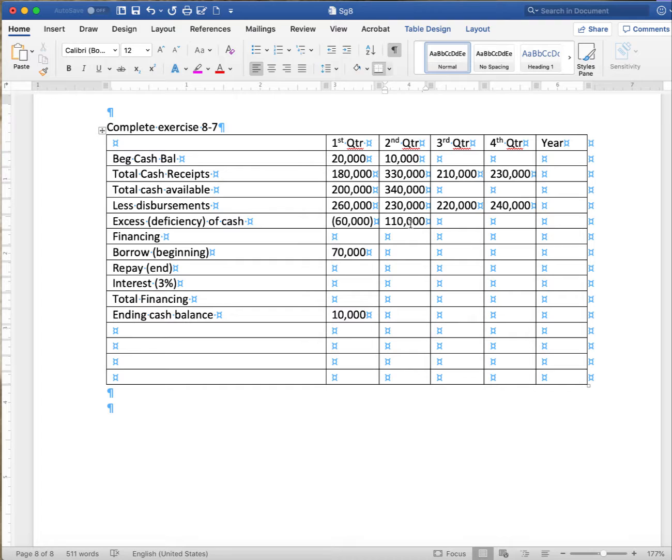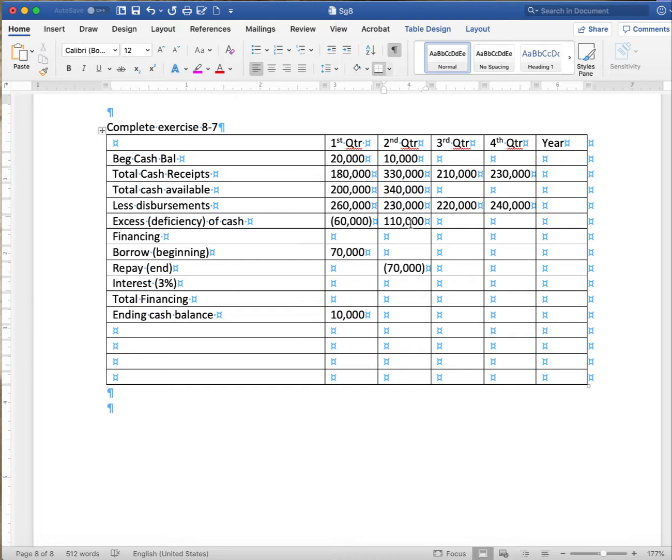Guess what? I'm going to assume that I pay this back. I have enough cash to pay back what I borrowed and still have my balance remaining, right? The minimum is $10,000. So I'm going to repay this. I'm going to pay back my $70,000 that I borrowed in quarter one. I'm going to pay it back at the end of quarter two.